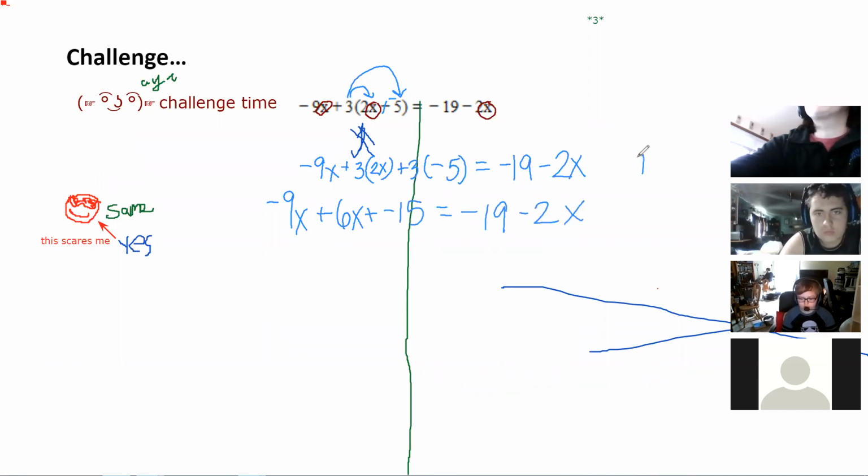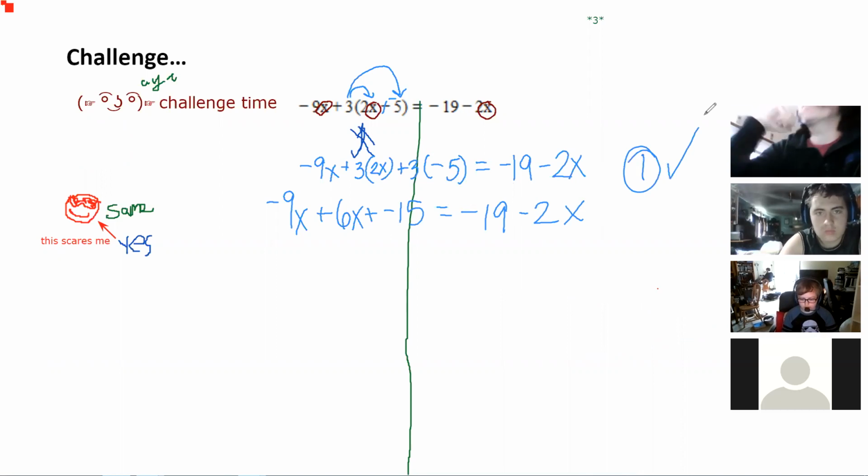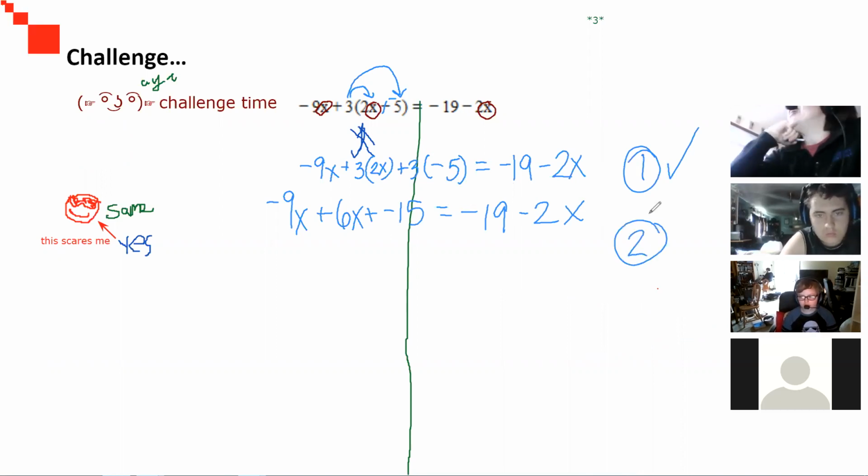So that was our first step. That was the distributive property. That's done. Now we got to do second step. We got to combine like terms on each side. So what do I get when I combine like terms on each side?